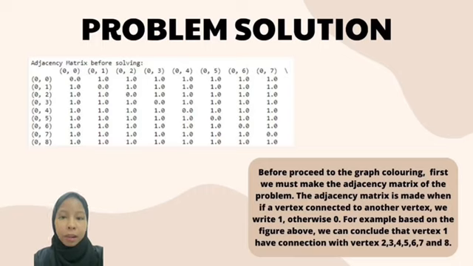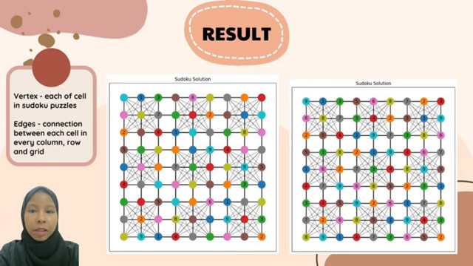Before proceeding to the graph coloring, first we must make the adjacency matrix of the problem. The adjacency matrix is made so that if a vertex is connected to another vertex, we write 1, otherwise 0. For example, based on the figure above, we can conclude that vertex 1 has connections with vertices 2, 3, 4, 5, 6, 7, and 8. In the context of a standard Sudoku puzzle, we need to assign a unique number from 1 to 9 to each cell. A vertex represents each cell in the Sudoku puzzle, while the edges are the connections between cells in every column, row, and grid.